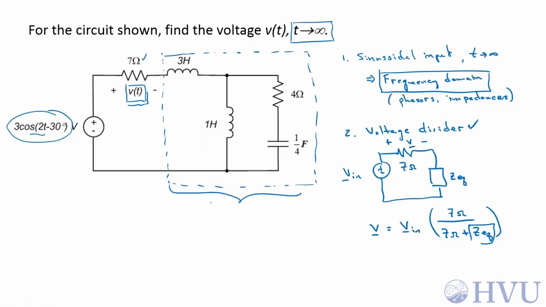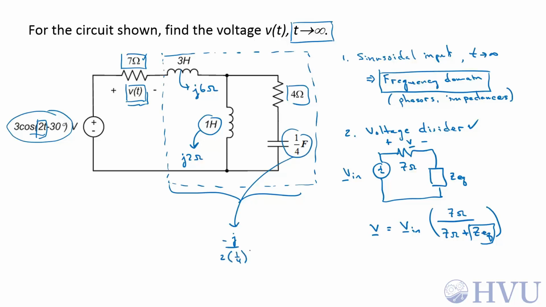Determining the individual impedances of the circuit elements, this 7 ohm resistor has an impedance of 7 ohms, this 4 ohm resistor has an impedance of 4 ohms, those are easy. The impedance of this inductor is going to be 3 henries times 2 radians per second times J. So this is going to be J6 ohms. This guy is going to be J times 2 radians per second times 1 henry. So this is J2 ohms. And this impedance is minus J over 2 radians per second times 1 over 4, which is minus J2 ohms.